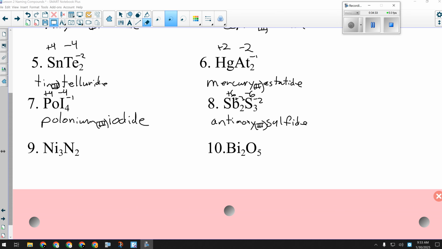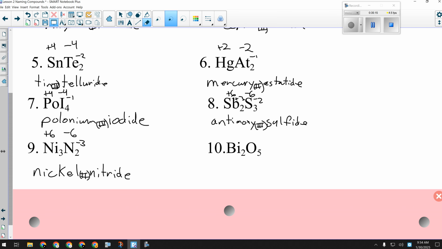All right, let's have a look at the last 2 here. So Ni stands for nickel, and it's with nitrogen, so nickel nitride. Nickel can be a 2+ or a 3+. Nitrogen is in group 15, which has a -3 charge, and there are 2 nitrogens here for a total of 6 negative charges. So there's 6 positive charges. I've got to get those from 3 nickel. 6 divided by 3 is 2. So this is nickel, Roman numeral 2 nitride.